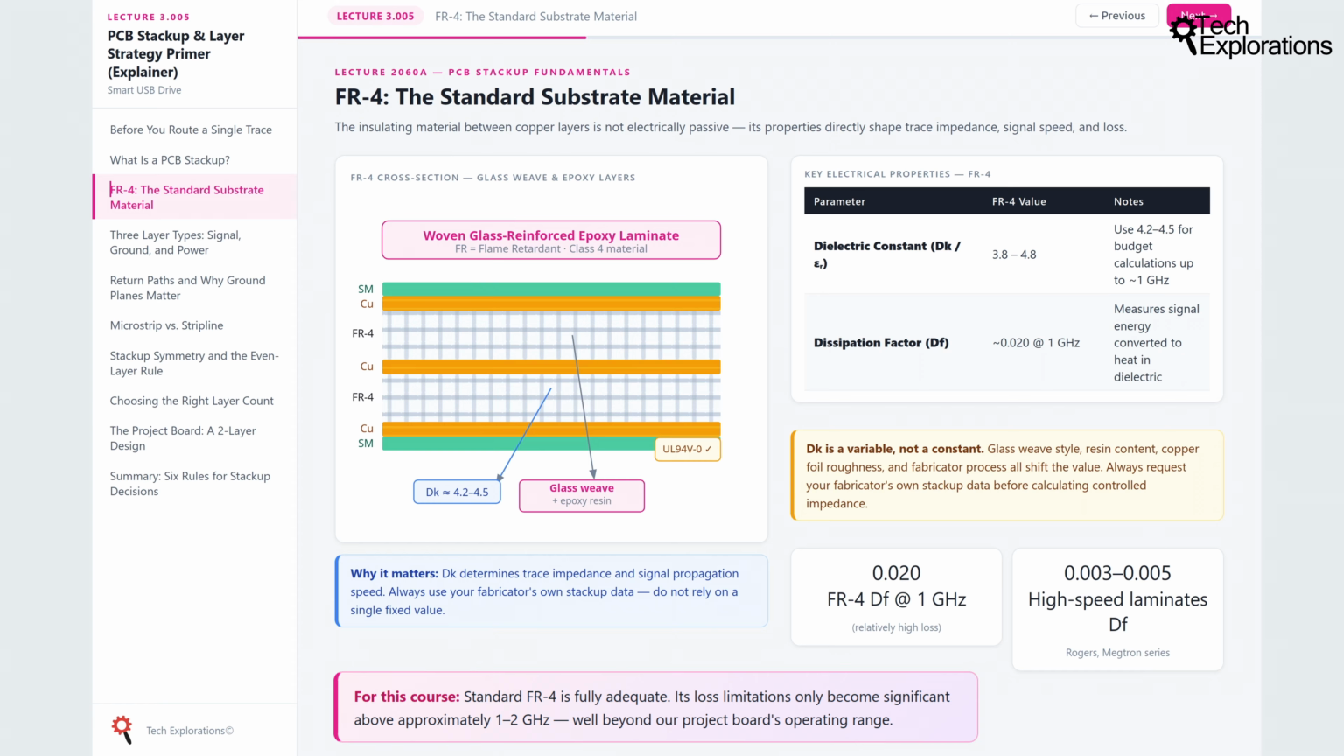data when calculating impedance. The second parameter that is important here is the dissipation factor, or dF. This measures how much signal energy is converted to heat as a wave travels through the dielectric. FR4 has a dF of approximately 0.02 at 1 GHz. That's relatively high compared to specialist high-speed laminates, which sit around 0.003 to 0.005, depending on the specific laminate and frequency. For our project, standard FR4 is fully adequate. Its limitations only become significant above approximately 1 to 2 GHz.